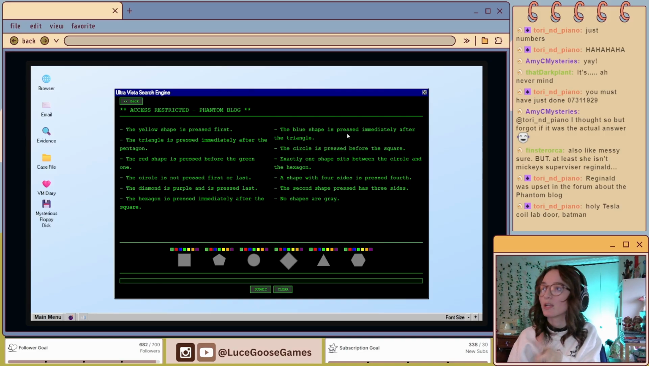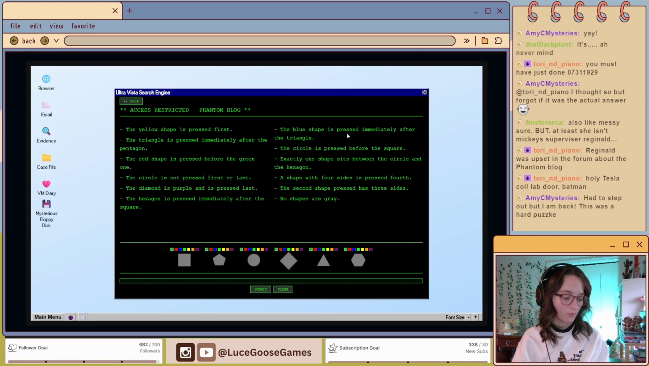Okay, let's run it back. The yellow pentagon is pressed first. The triangle is pressed immediately after the pentagon, which means it's second. The red shape is pressed before the green one. We don't know what the green one is. The circle is not pressed first or last. Yeah, we know that. We know about the purple diamond. Hexagon is pressed immediately after the square. That's true. Blue shape is pressed immediately after the triangle. That's a blue circle. Circle is pressed before the square. Got that. Exactly one shape sits between the circle and the hexagon. We have that.